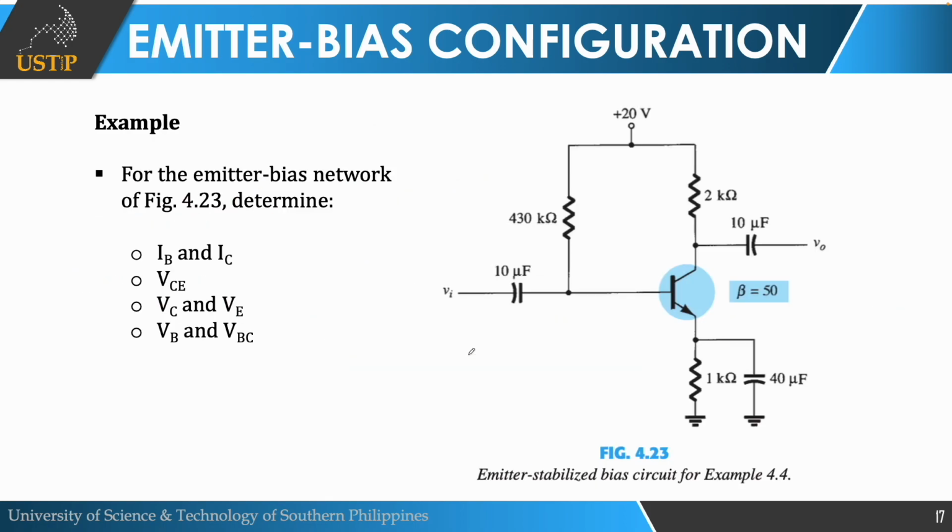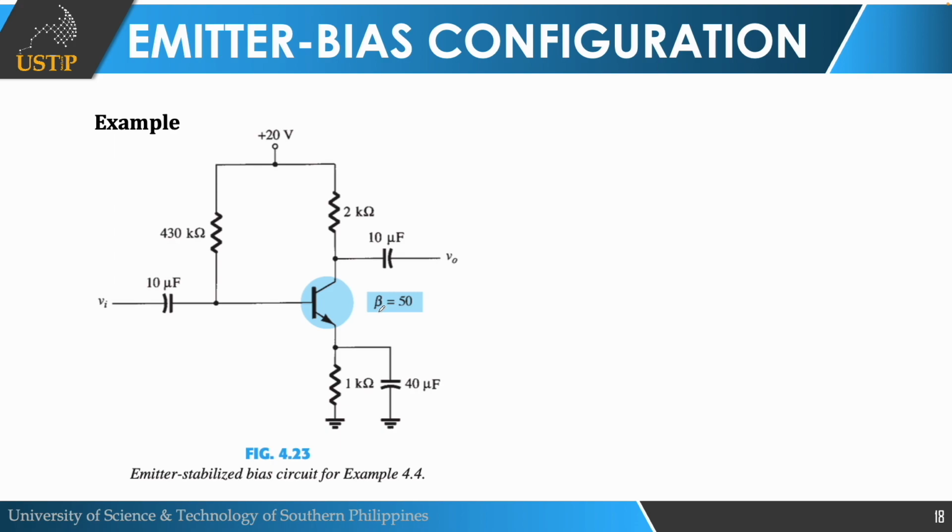Okay, let's have some example. So for the emitter bias network of figure 4.23, we need to determine IB and IC, VCE, VC and VE, VB and VBC. Okay, so let's start with solving the IB.